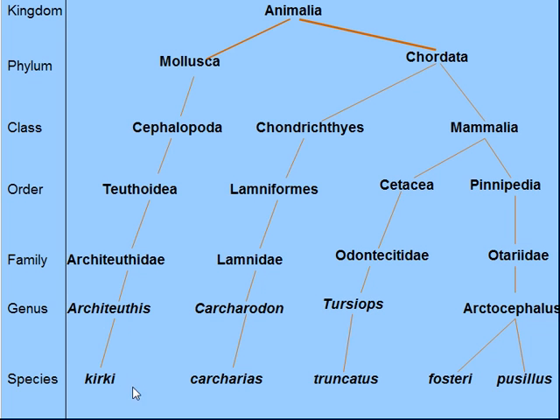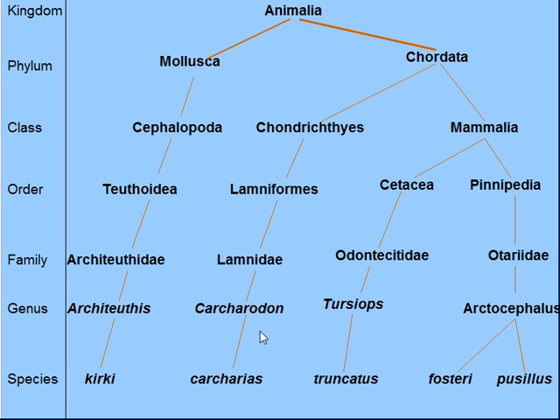So Architeuthis kirkii, and you'll notice that the genus and species are written in italics. You need to either write them in italics or underline them. The genus is capitalized, and the species is in lowercase. This is the convention Carl Linnaeus came up with, that you refer to an organism, an animal, or a plant, or archaea, or bacteria, or whatever it is, by its genus and species names. So the giant squid is Architeuthis kirkii.